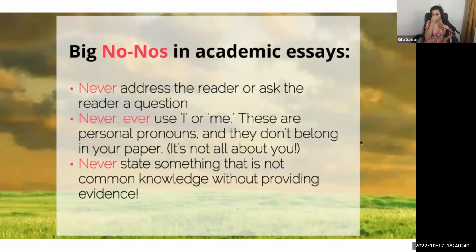Okay. Big no-nos in academic essays. So in our classes, we're writing for academia, which means we're writing for school. So typically speaking, you don't address the reader or ask the reader questions. Okay. That is generally the case. Now, of course, for our benefits for ESL, we're also focusing on grammar. We're focusing on enhancing our writing and making sure that our writing is a little bit better. But what you don't want to do is ask the reader a question. You don't want to use I or me. These are personal pronouns and they don't belong in your paper.